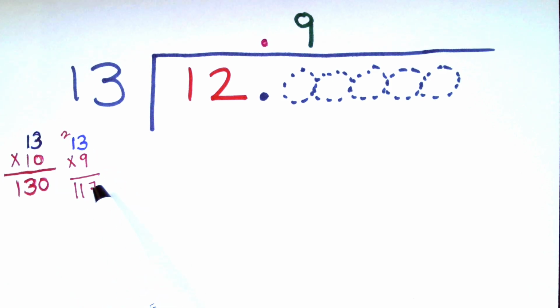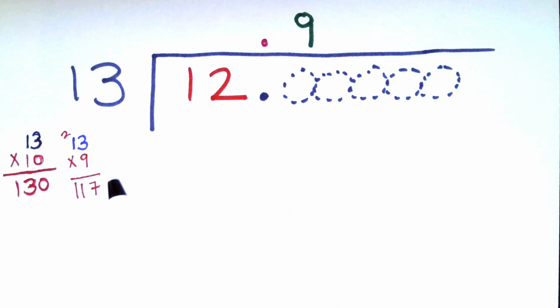All right, so 9 times 3 is 27. I put the 7 there. I carry my 2. 9 times 1 is 9, plus 2 more is 11. So 13 times 9 is 117. Is 117 larger than 120? No, it's just right. So I'm going to use the multiple of 9. 13 times 9 gets me closest to 120.